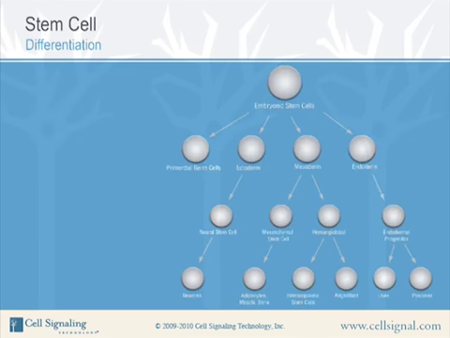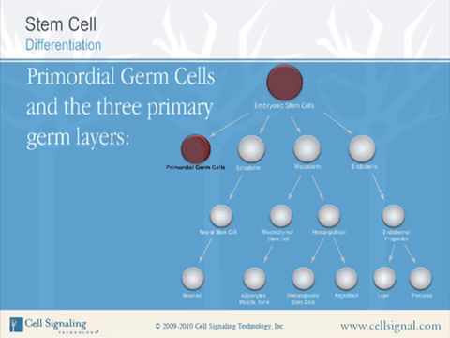Stem cell differentiation. Upon growth of the embryo, embryonic stem cells differentiate into primordial germ cells and the three primary germ layers: endoderm, mesoderm, and ectoderm. Each primary germ layer further differentiates along lineage-specific pathways to create every cell type in the body. The figure shown here provides a general overview of the primary lineage pathways. Let's take a closer look at the primary lineage pathways and the specific markers used to identify each one.